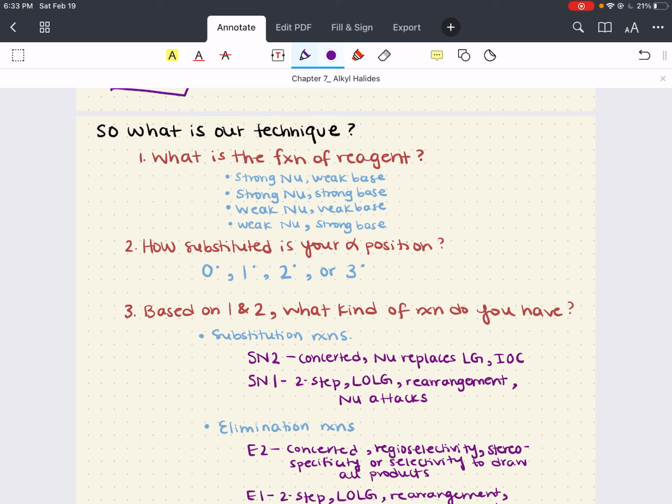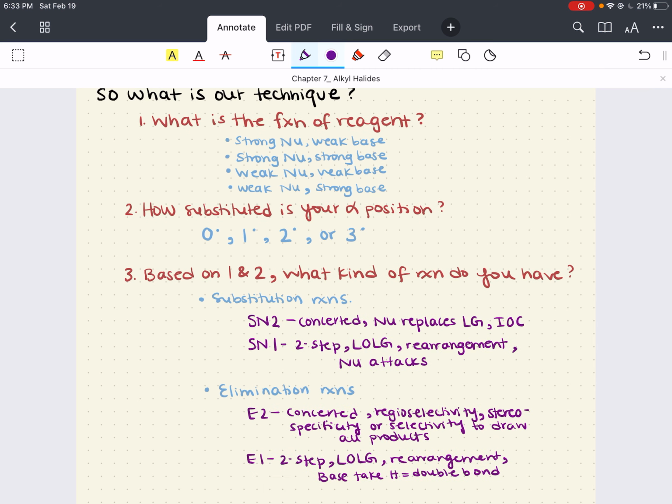What our technique is, what we've developed so far, and what we will continue to apply, is first, what is the function of our reagent? Is it a strong nucleophile weak base? Is it a strong nucleophile strong base? Is it a weak nucleophile weak base, or is it a weak nucleophile strong base? We need to categorize it under one of these categories, because this is going to help us determine what kind of reactions are going to happen here. That's our first step: what is the reagent?